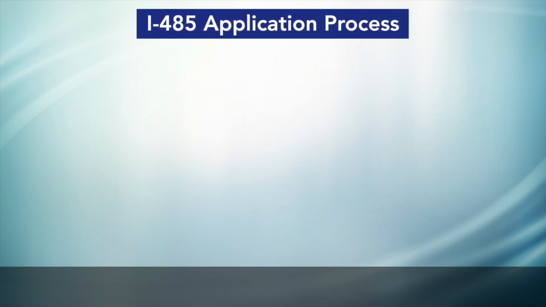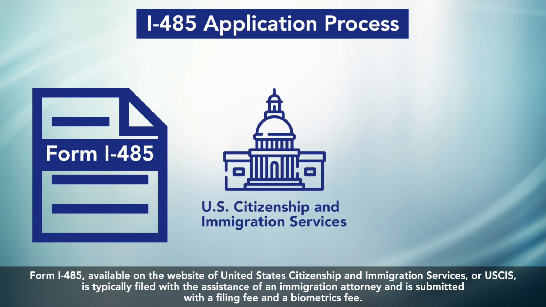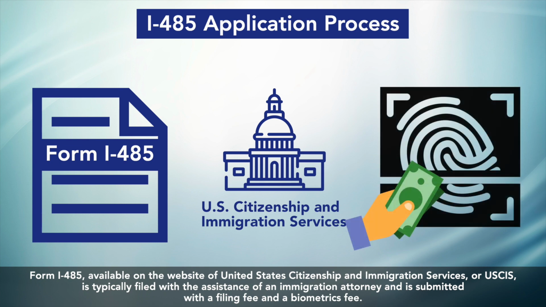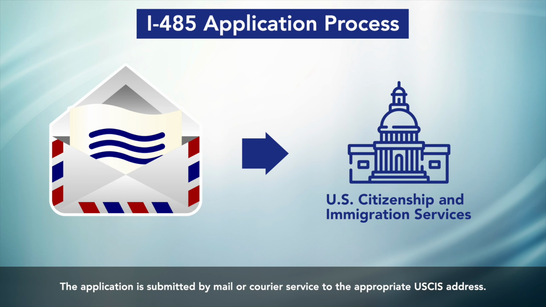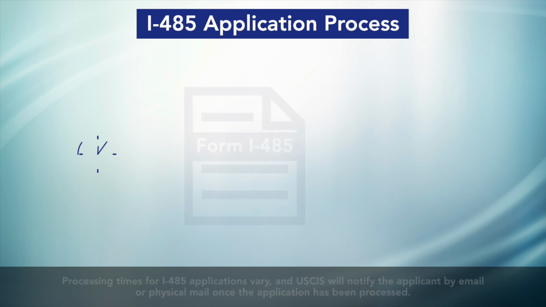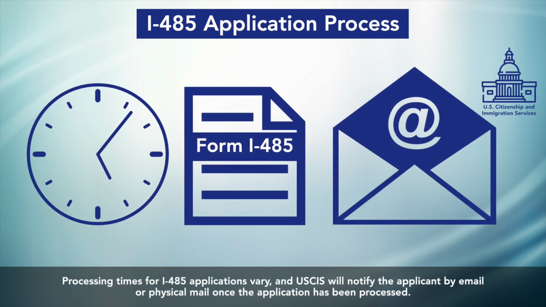I-485 application process. Form I-485, available on the website of the United States Citizenship and Immigration Services, or USCIS, is typically filed with the assistance of an immigration attorney and is submitted with a filing fee and biometrics fee. Applicants age 79 or older are not required to pay the biometrics fee. The application is submitted by mail or courier service to the appropriate USCIS address.